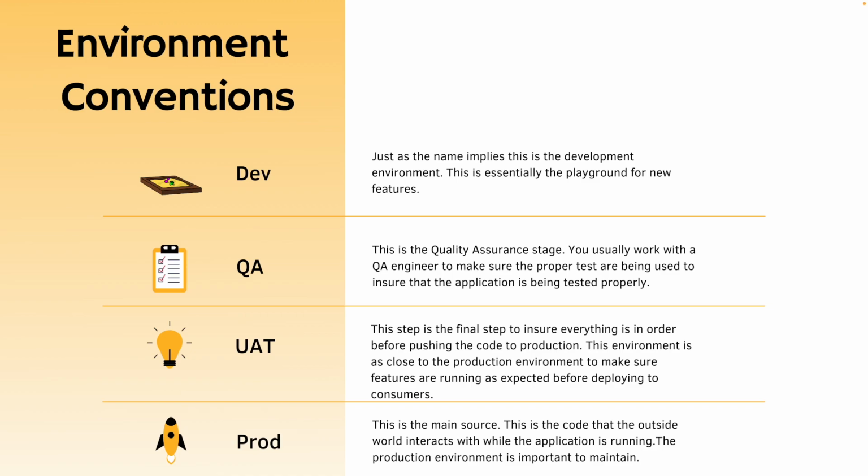And then you have production, or prod, right? This is game time. This is what the users see, and if there are any issues in production, well, it's an issue for everybody. This is the main source. This is where the outside world interacts with your application. This is, like I said, game time.